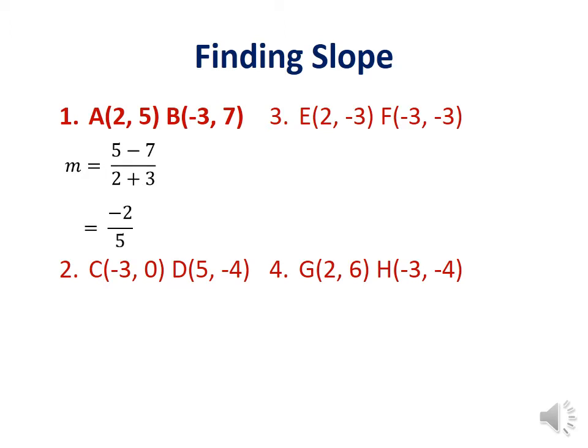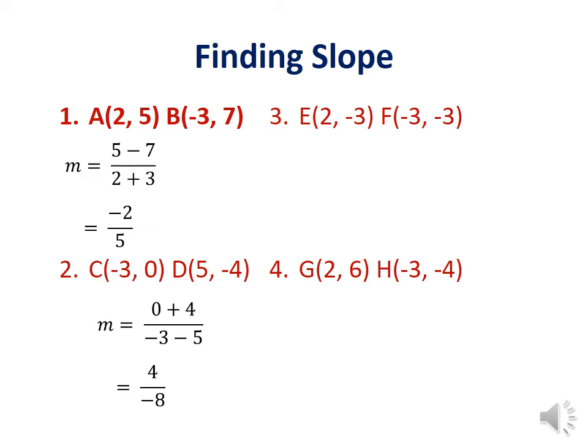Second one, I have two points, which are (-3, 0) and (5, -4). How do we find the slope? y2 minus y1 means negative 4 minus 0, over negative 3 minus 5. Finally, it will be negative 4 over 8, or negative 1 over 2 after simplifying.